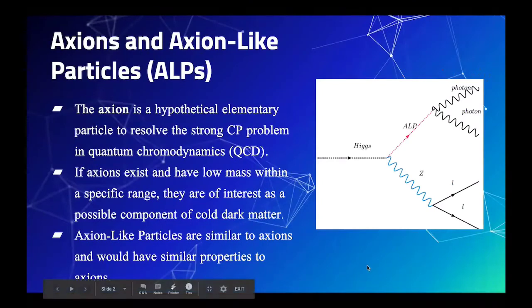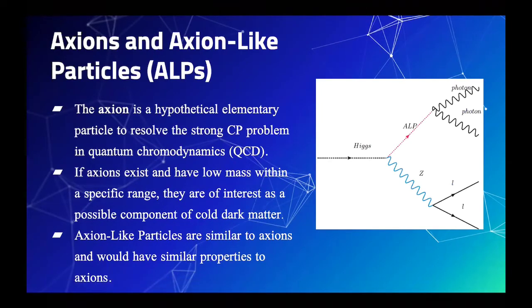All right, so what are axion and axion-like particles in the first place? An axion is a hypothetical elementary particle that's used to resolve the strong CP problem in quantum chromodynamics. An axion-like particle is similar to axions in this case and would have similar properties to them. If axions exist, they would have a low mass within a specific range, and they are of interest to us as a possible component of cold dark matter.